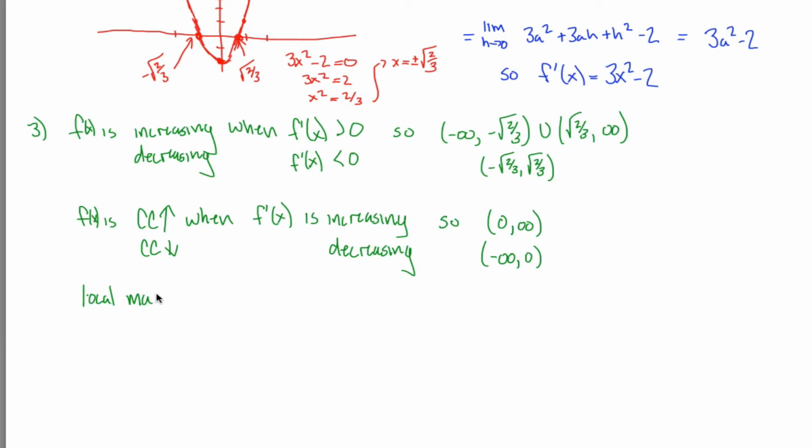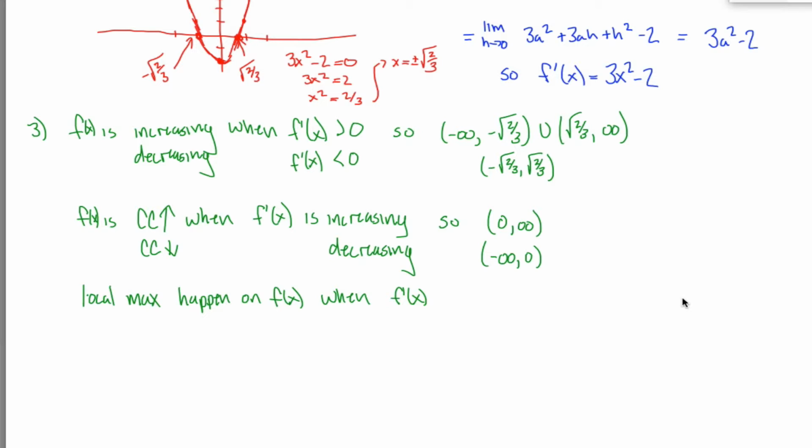Local max happens on f of x when f prime of x... if you picture a local max, you're thinking like a hilltop. So what's going on is your function used to be increasing to get up to that hilltop, and then it's decreasing to go down the hilltop.